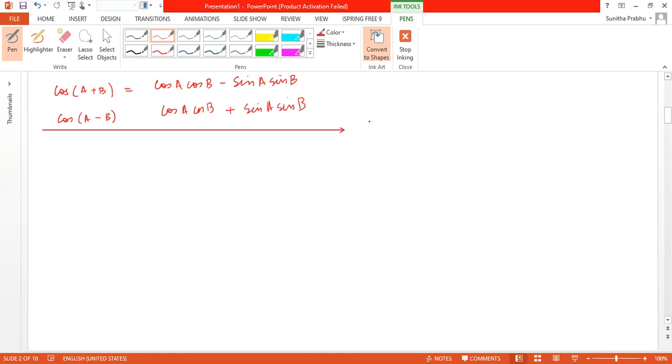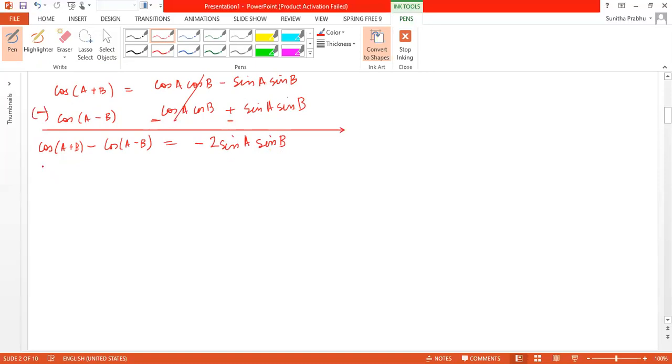Okay. So if we were to subtract both the equations, then you would get cos(A plus B) minus cos(A minus B) equal to minus 2 sin A sin B. See, don't forget this minus here, okay? Because you're subtracting, already you have minus sin A sin B, here also the sign changes, so you will be getting minus 2 sin A sin B. Is it okay? Okay, sir.